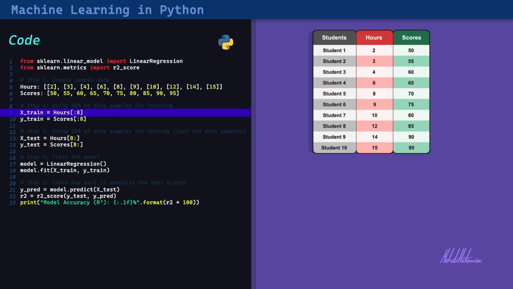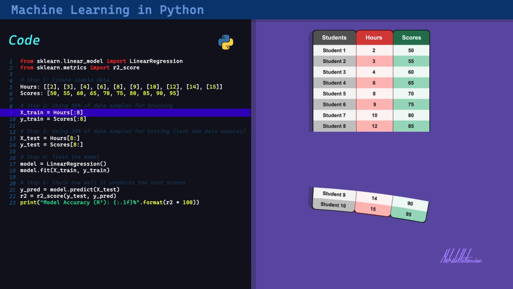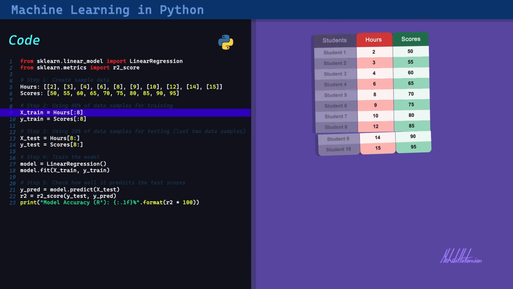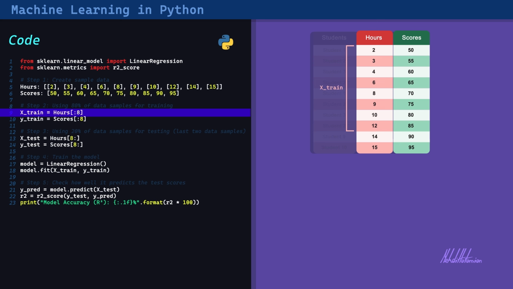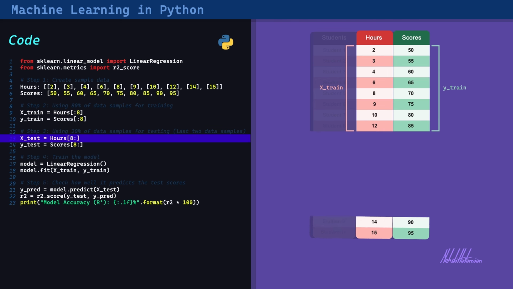Now, let's move on and split our dataset into training and testing sets. We will use 80% of the data for training and the remaining 20% for testing by slicing up the first 8 entries for training and the last 2 for testing. We ensure the model learns from the majority of the data and is then evaluated on the unseen examples. So we generate our test set using the final 20% of the data. We take hours from index 8 onward to grab the last 2 feature rows, and we take scores from index 8 onward to grab the last 2 target values.